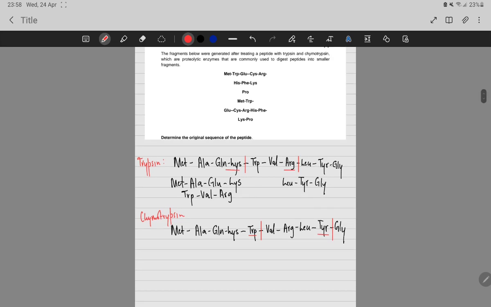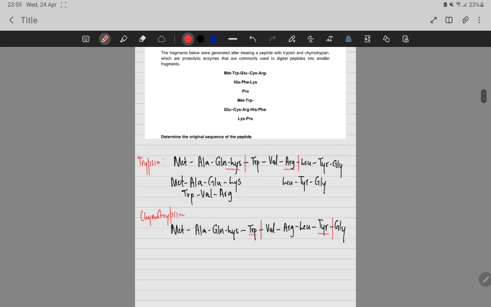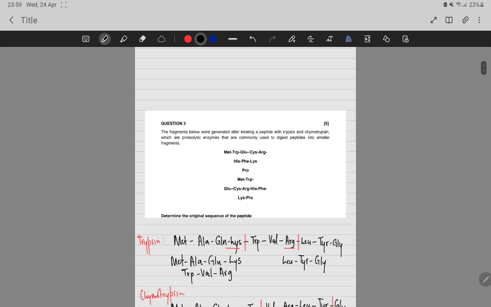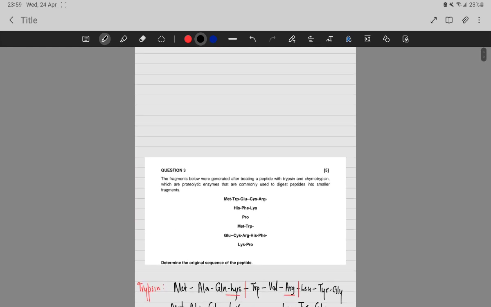Okay, and then I'm also going to have 3 different fragments. So I have methionine, alanine, glutamine, lysine, tryptophan. I also have valine, arginine, leucine, tyrosine, and then the last fragment is just going to be the glycine. Okay, now let us look at this question right here.